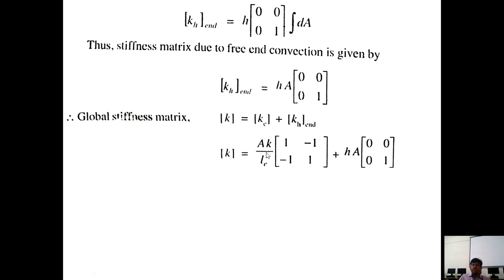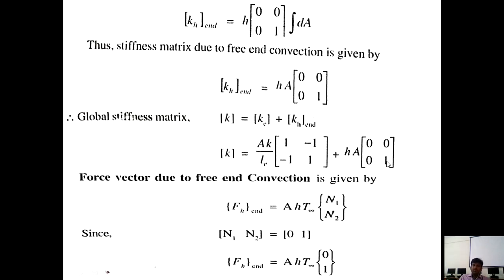So what is Kc? That is the conductivity stiffness matrix, AK by LE into [1 -1; -1 1]. For end convection, it is plus HA into [0 0; 0 1]. Okay friends? So the stiffness matrix is known.